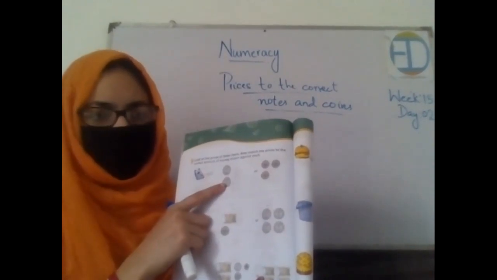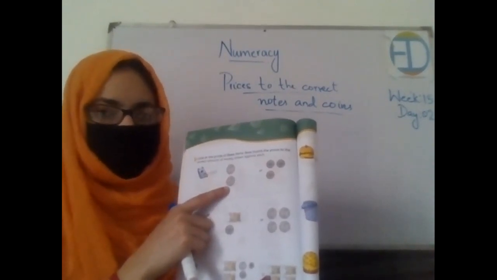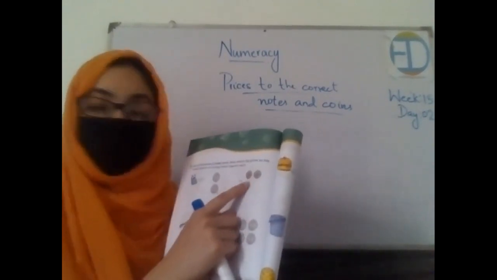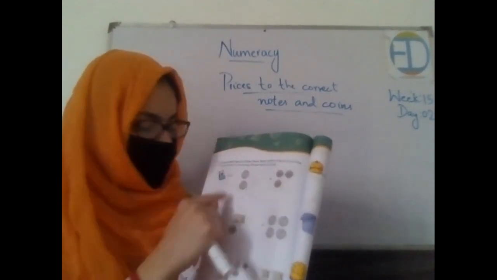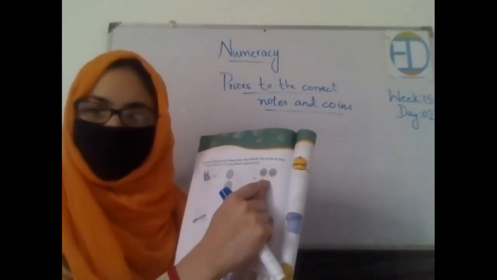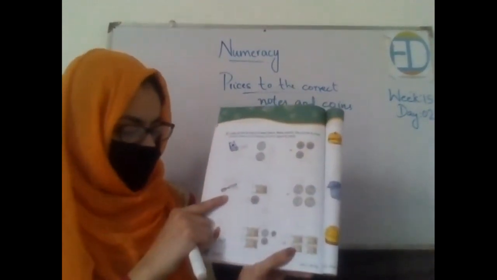5 plus 5. Does 5 plus 5 make 6? No. Does 3 coins of 2 rupees make 6? Yes. So the correct option is the second one. Okay, let's look at the next one.